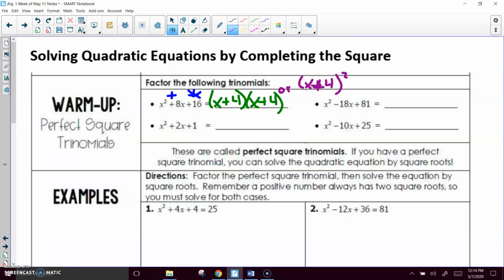So that's the way we're going to write them for these next 3. X squared minus 18x plus 81. What do we multiply together to get positive 81 that adds to negative 18? That would be negative 9 and negative 9. So I would have the quantity x minus 9 squared. Work through the next 2.